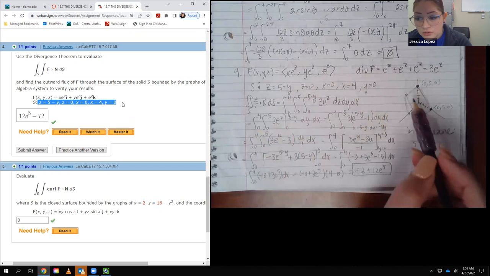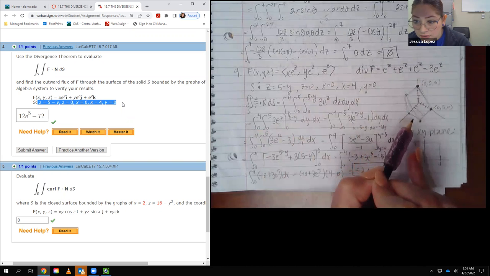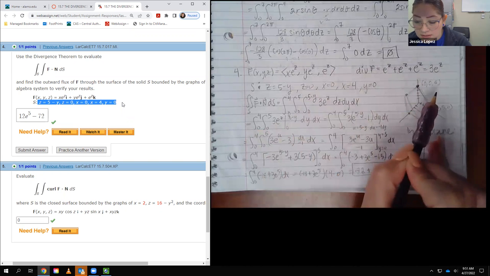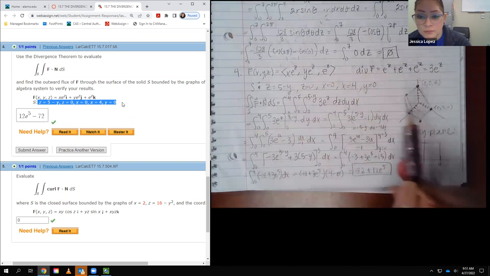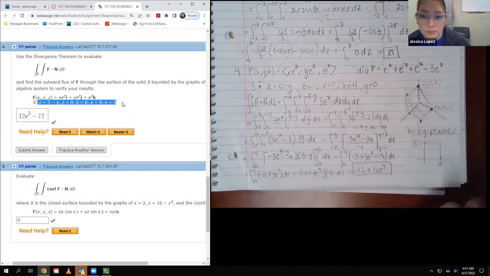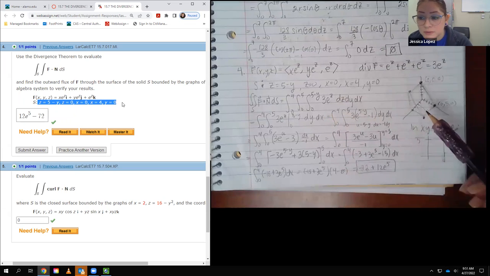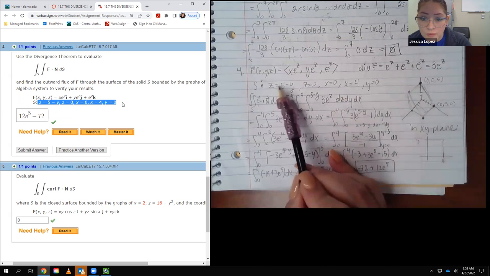Now, again, I could find the volume of this triangular prism. All I would have to do was find the area of the triangle and then multiply by that depth. And I would be able to get the volume. But because my divergence wasn't just a constant, I can't do it that way like I did with number one. Okay. So I do have to set up the triple integral. But now it's a little bit easier. Your z's are going from zero all the way up there, which we were already given, right?